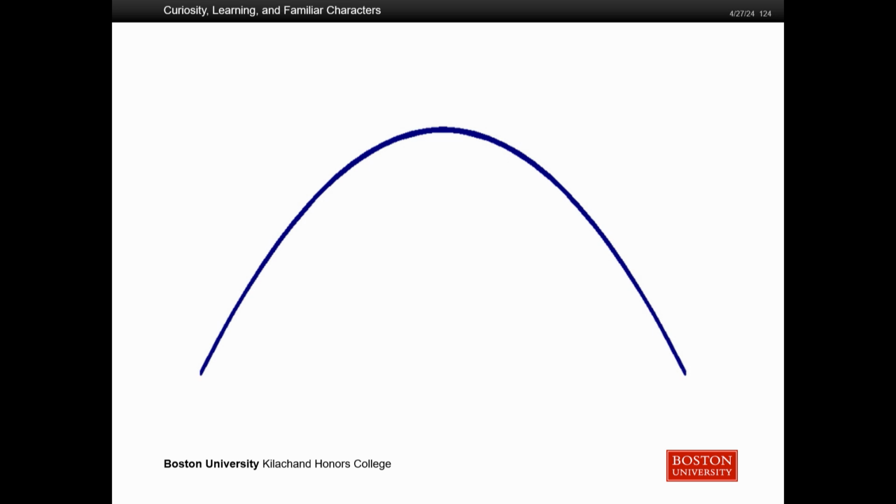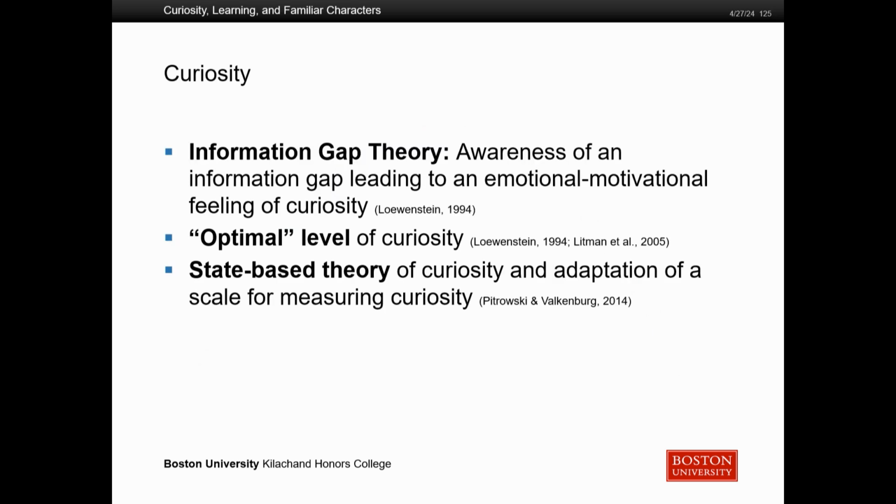However, as you travel up the curve, the information gap gets smaller and you get closer right up here to this optimal level of curiosity, which is where there's still enough of an information gap to motivate you to seek new information, but not so much that you aren't motivated at all. However, as you travel more down this end of the curve and the information gap gets smaller, you aren't motivated to seek out information because you already have it.